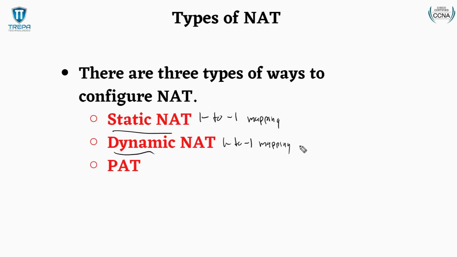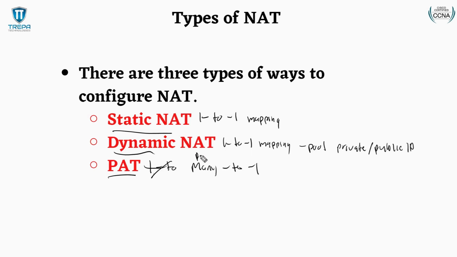But with dynamic NAT, we can define a pool of both private and public IP addresses to be translated to. We'll go over dynamic NAT a little bit more and when you would use it. Really, I don't see a use case for it. Maybe in certain server deployments where you have proxy servers, but we're still going to go over dynamic NAT. Then we have PAT, which stands for Port Address Translation, which allows essentially one or many to one mappings.